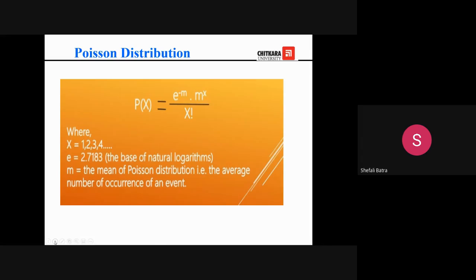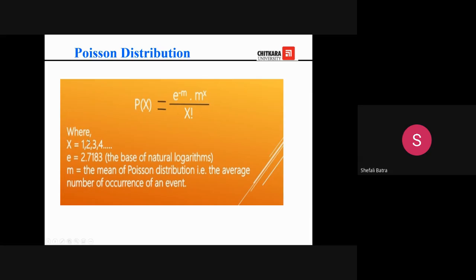In the last class, we started Poisson distribution. When n is very large and p is very small, then we use Poisson distribution. The formula is P of x equals e raised to power minus m into m raised to power x upon x factorial, where x is a discrete variable and it represents the number of successes.